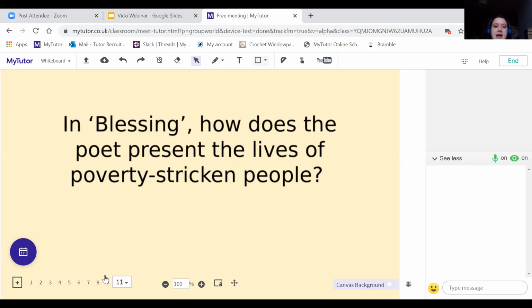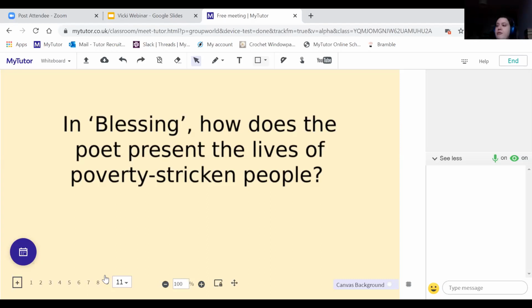So in Blessing, how does the poet present the lives of poverty-stricken people? The thing that I think is a bit of a bugbear with this question is that unfortunately you aren't given any context. So the one thing that I will say is that if you do use these tables as a revision technique, make sure that you stick context on the bottom as well, because that is really important. But it's not on the table for this one, just because we aren't given any context.